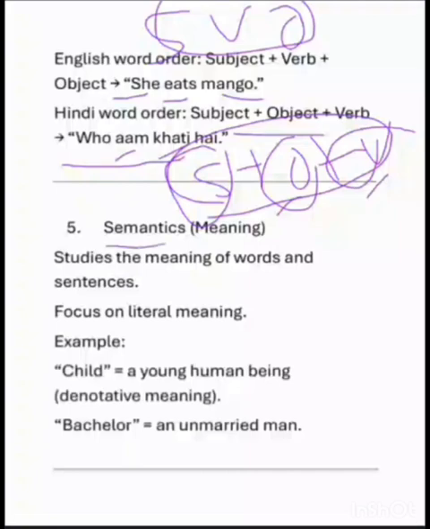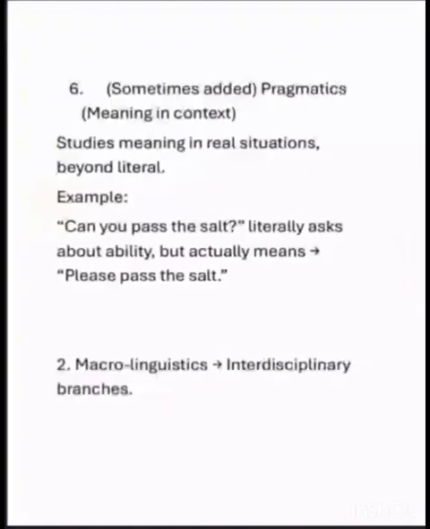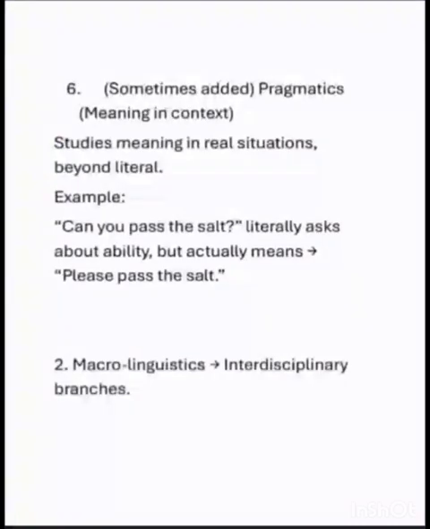Then semantics deals with the literal meaning of words. For example, the word child has the meaning of a young human being. So semantics deals with the literal meaning we have about words. Then we have pragmatics. Pragmatics means meaning in context. We have the literal meaning of a word, but when we use it in some other context, the meaning changes.